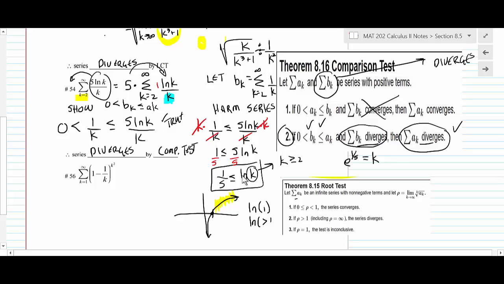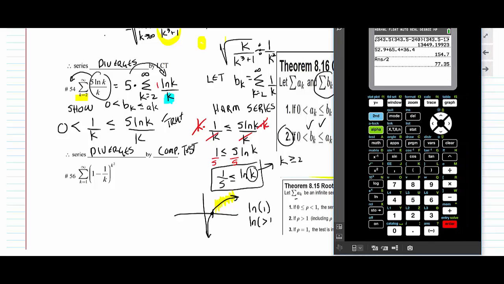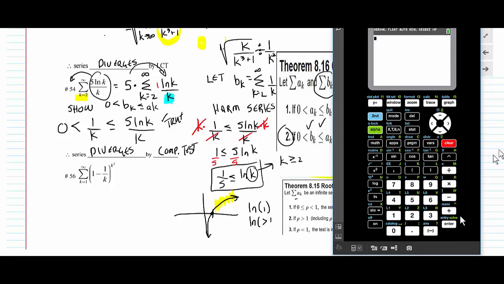Okay, all right. So I want to show you one other thing on this problem before I leave this. You could also do something on your calculator if you're unsure on this. So like if you did the ln of 2, remember k starts at 2, okay?